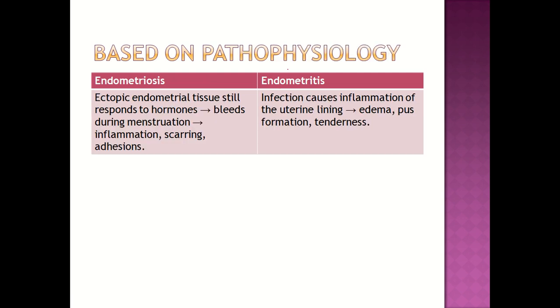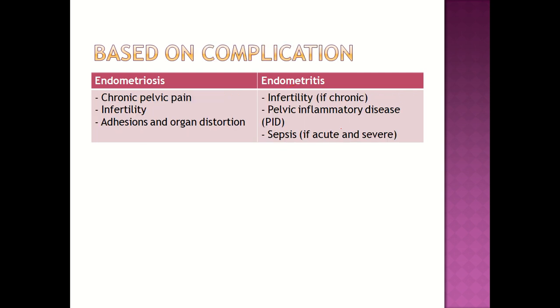Based on pathophysiology, endometriosis is because ectopic endometrial tissue still responds to hormones, bleeds during menstruation, which will result into inflammation, scarring, adhesion. While endometritis infection causes inflammation of the uterine lining, resulting into edema, pus formation, and tenderness.